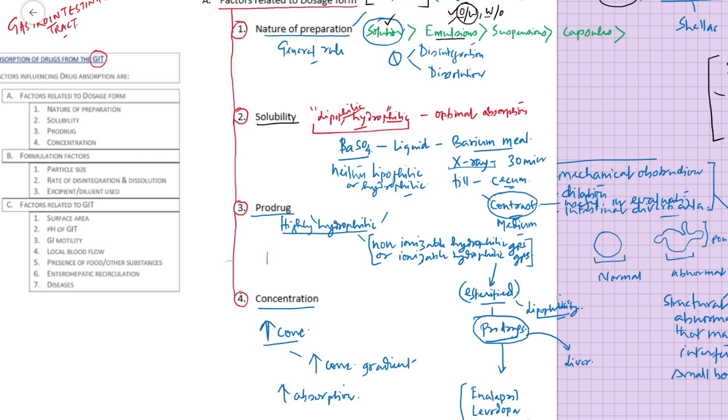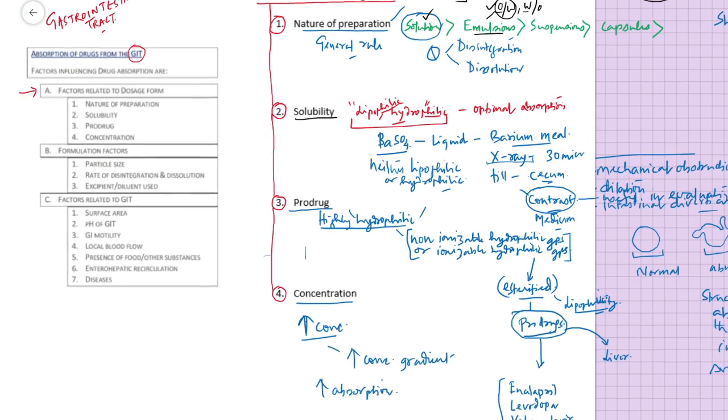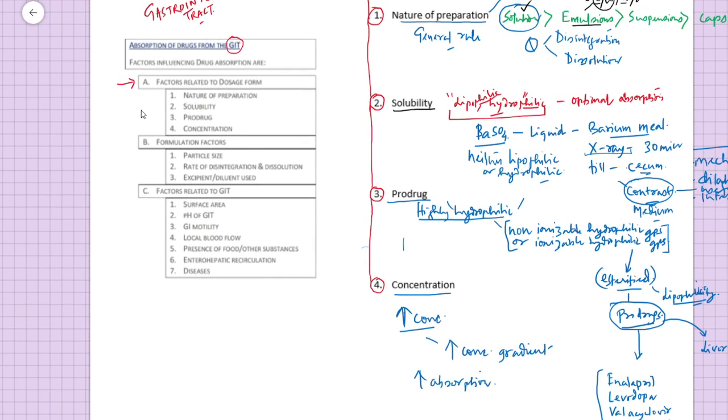Okay, so if we look at this map here, we were talking right now about the factors related to dosage form, and we have covered the nature of the preparation, solubility, prodrug, and concentration. Okay, so these were the factors related to dosage form which influence absorption of drugs from the GIT. Okay, so next we are going to look at the formulation factors which influence absorption.